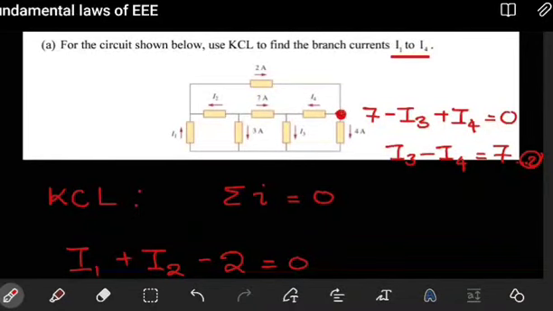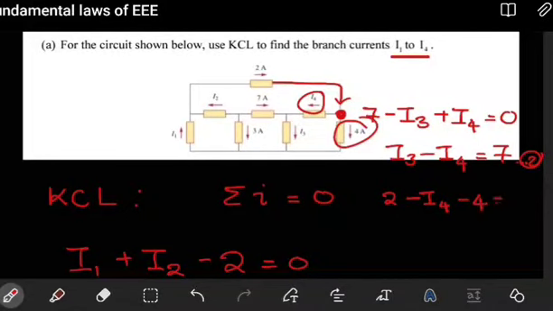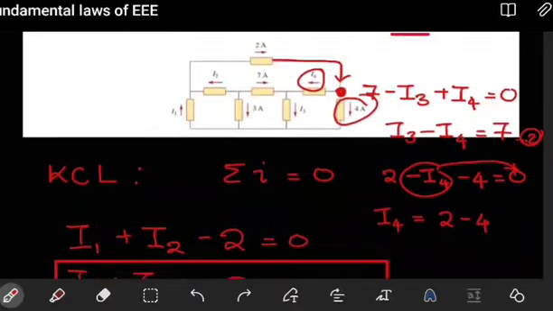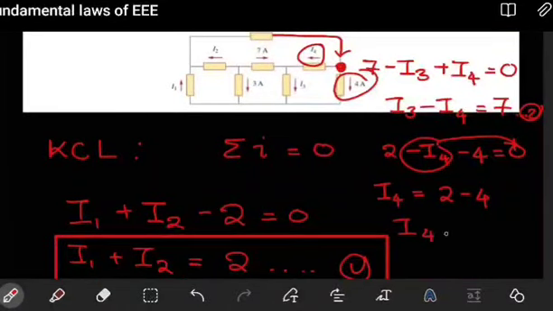I see that for this node, I actually find I4 directly, because for that node, the 2 amps in this line enters, so I have plus 2 amps. The I4 and the 4 amps are leaving, so I have minus I4 minus 4 amps is equal to 0. From here, I4 goes to the right side, giving us positive I4 there when you rearrange, and then this will be 2 minus 4 there. So this has gone to the right, becoming a positive, leaving 2 minus 4. So when you simplify, you get I4 being equal to negative 2 amps.